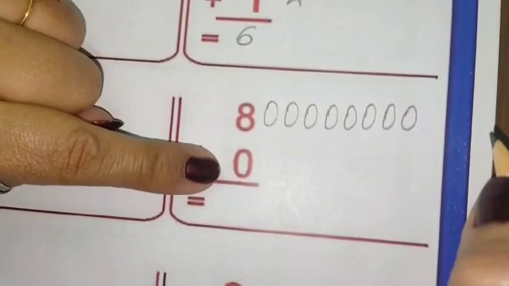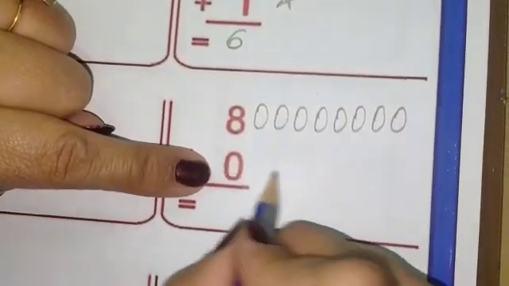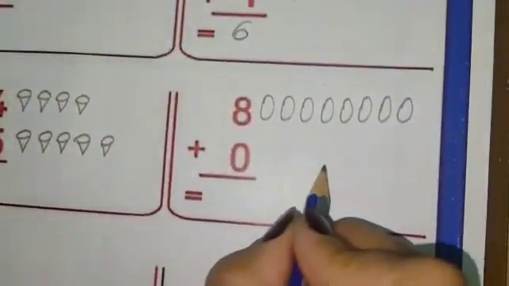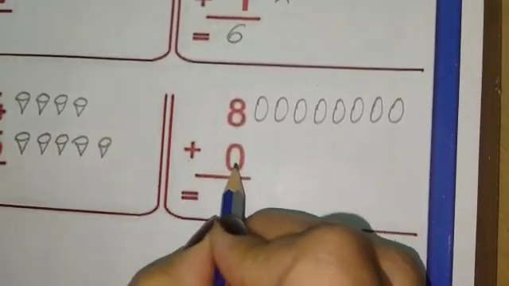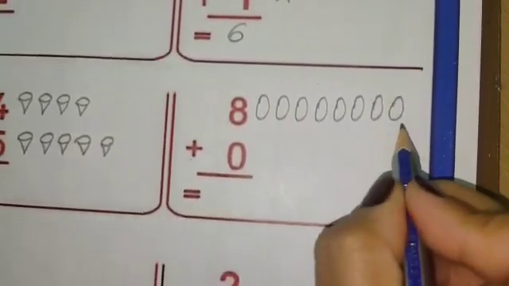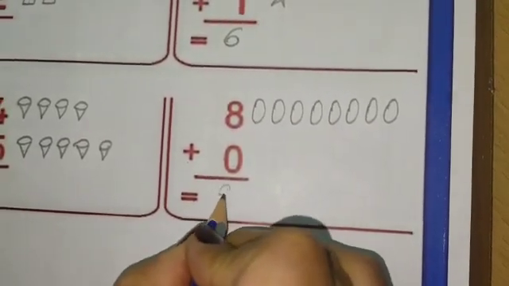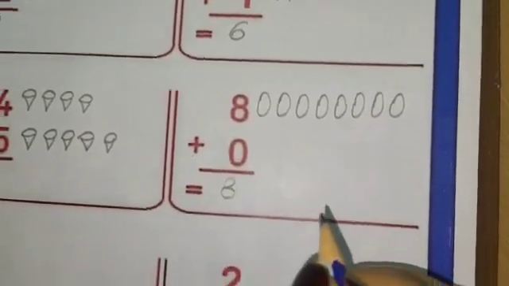And here we have 0. 0 means nothing. We don't have to draw anything, right? So our answer will be 8 plus 0 is equal to how many we drew? Yes. So our answer will be 8.